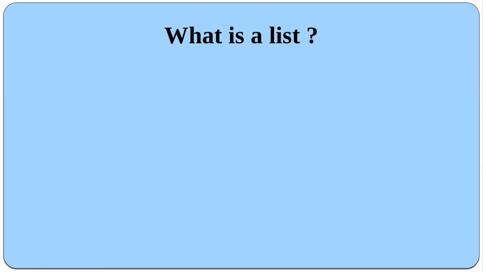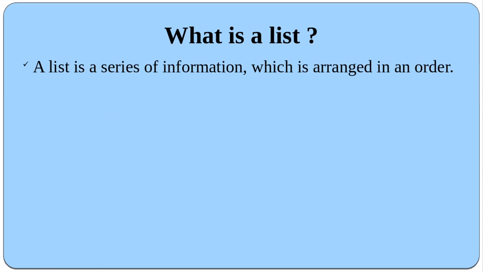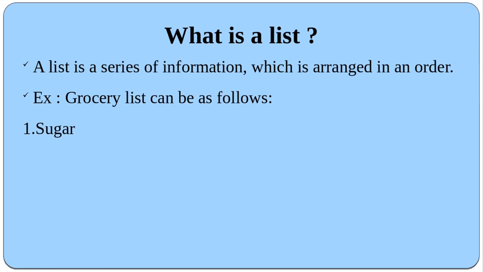What is a list? A list is a series of information which is arranged in some order. For example, if we go to a supermarket, we wish to write down the list of items that we want to purchase in that supermarket. For example, 1 sugar, 2 rice, 3 salt, 4 milk. Like this, we write a list of items.